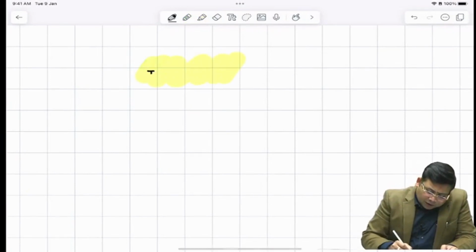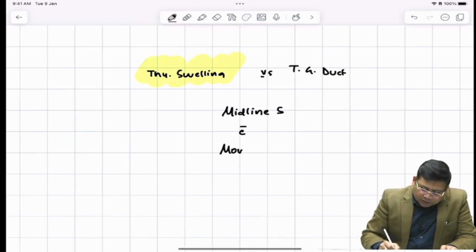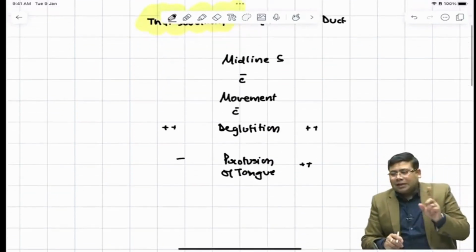When we talk about a thyroid swelling versus a thyroglossal duct cyst, what is the first thing? You get a midline swelling, yes, but a midline swelling with movement. Here you will have movement with deglutition, and also with protrusion of the tongue. With protrusion of the tongue, who will move? The answer is the thyroglossal duct cyst will move. Why? Because it is connected to the base of the tongue.